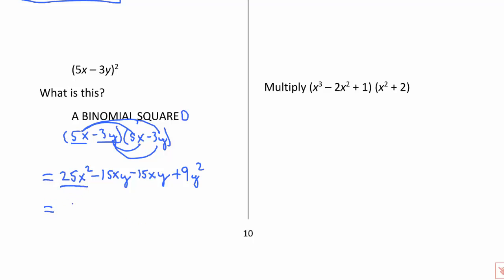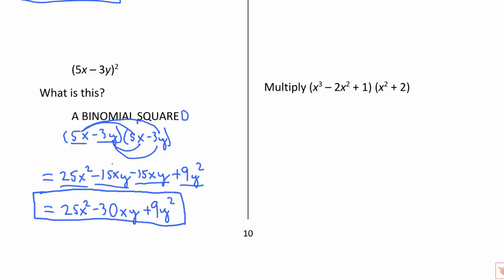Then we combine like terms. We have the 25x squared. There are no others, so it's just 25x squared. Negative 15xy, negative 15xy, they're both like terms. Negative 15 minus 15, or negative 15 doubled, is negative 30xy. And then the last term here is plus 9y squared.